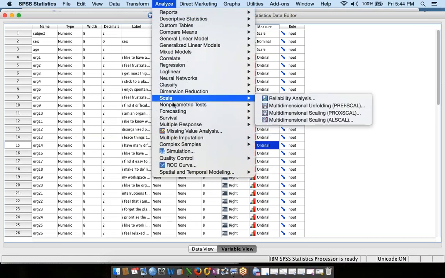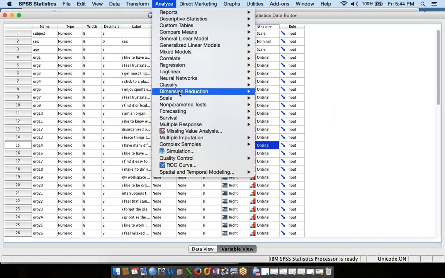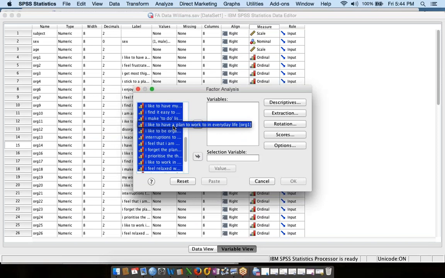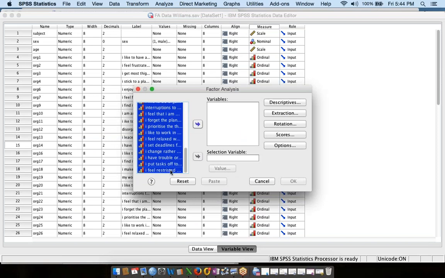I'm going to go to dimension reduction, factor. I'm going to move all 28 items over. I'm going to make sure this is item 1. Make sure this is item 28 or 30.